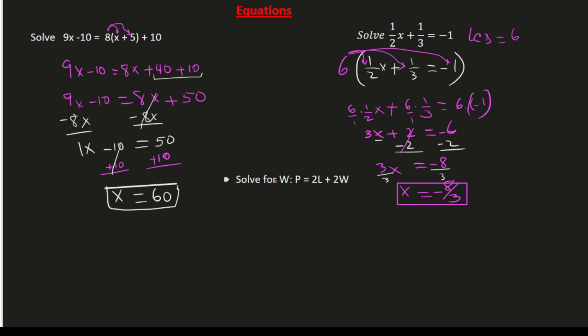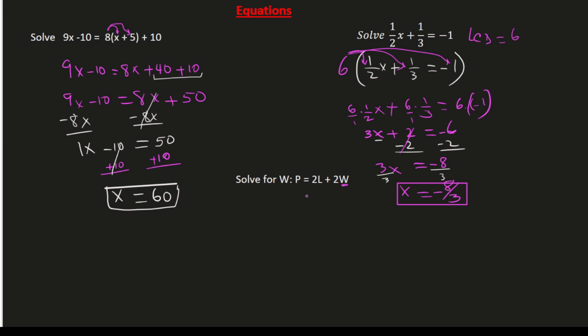Now let's solve number 3. Here we just get a formula. We need to solve for w here. So what you need to do first is to underline the letter you want to solve for. This is w. We underline that. This is what we need to isolate. But to isolate w, we need to isolate the 2w term first. Whatever we do on one side, we do on the other side.